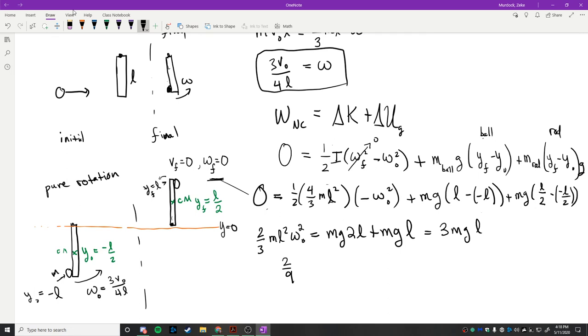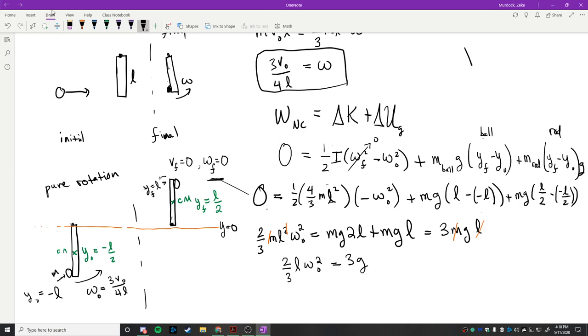Yeah, let's not skip so many steps. Let's take this a little slower. 2 over 3. Let's cancel the masses out first. Let's cancel one of the lengths out too. We'll have L omega naught squared is equal to 3G. So what I did was I canceled this L with this L, this mass with this mass, and then I got that expression there.